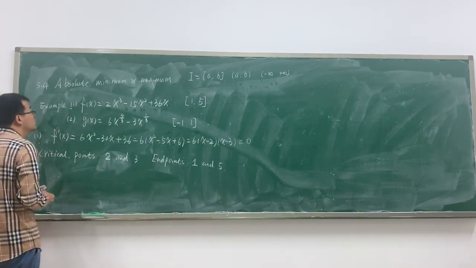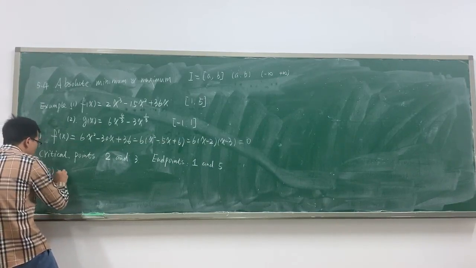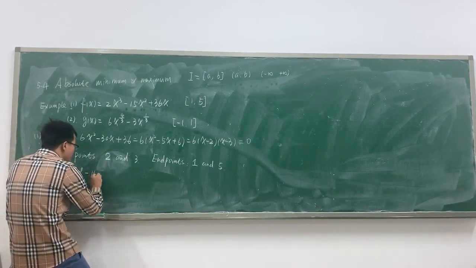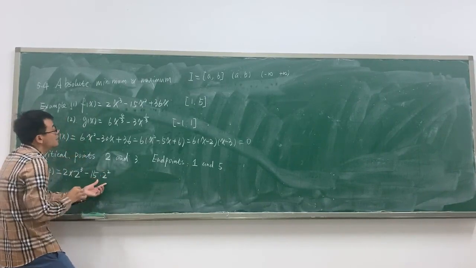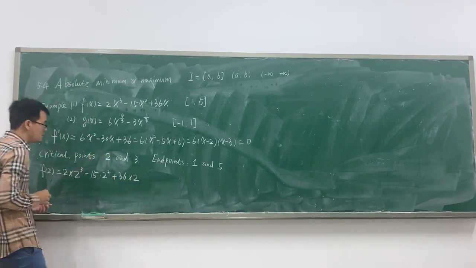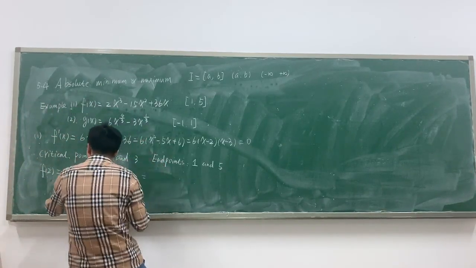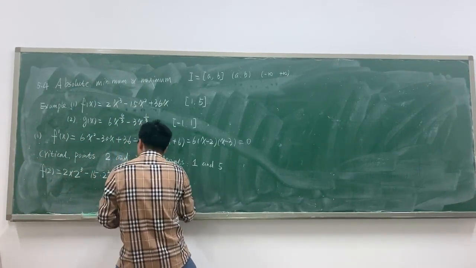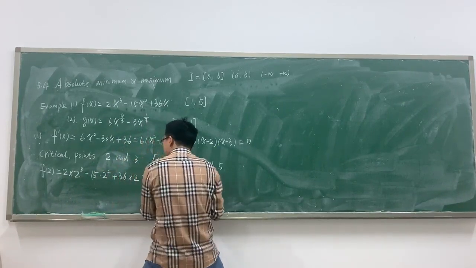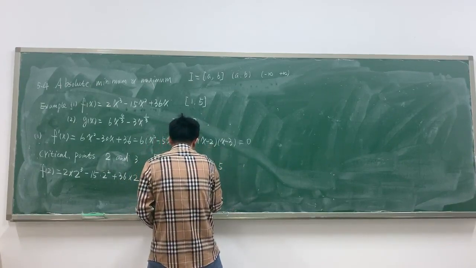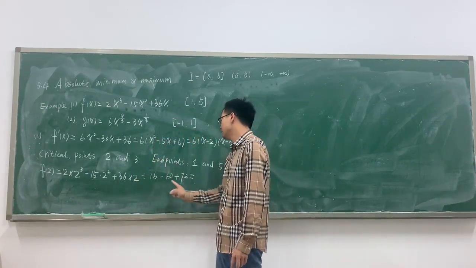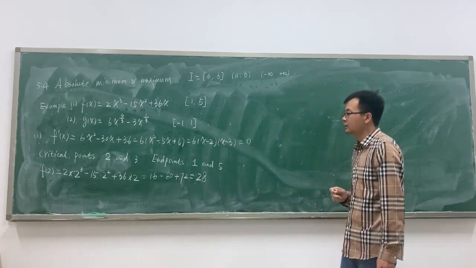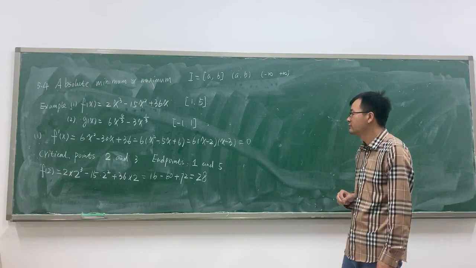So first, we need to find f(2). f(2) equals 2 times 2 cubed minus 15 times 2 squared plus 36 times 2. 2 cubed is 8, 2 times 8 is 16, minus 15 times 4 is 60, plus 72. So the result is 72 plus 16 minus 60, which is 28.